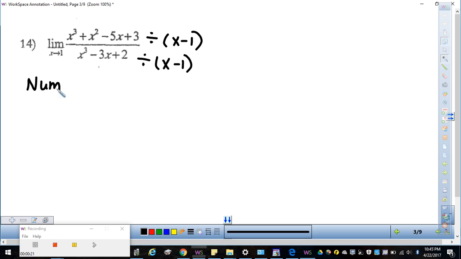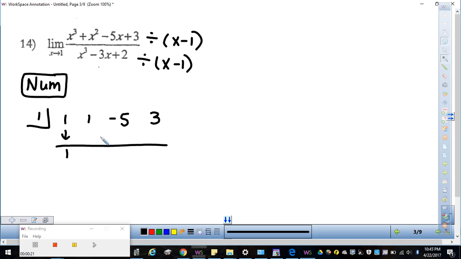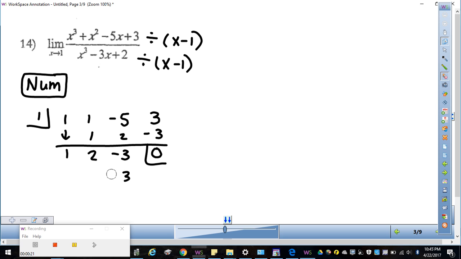So let's look at doing our numerator first. We can do synthetic division, so we'll turn it into a positive 1. We have 1, 1, negative 5, 3. And we should get a remainder of 0 because we know that x minus 1 is a perfect factor. Now, this is an x squared polynomial, so we have x squared plus 2x minus 3. If we were to plug 1 in here, it's still equal to 0. 1 plus 1 minus 3. So we actually want to keep going.